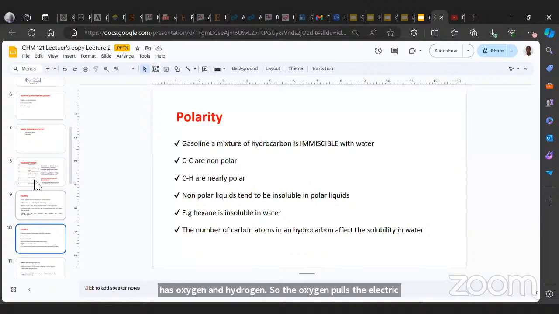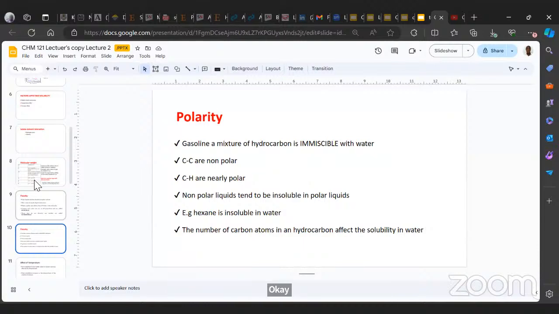So we are still on polarity. Is gasoline, a mixture of hydrocarbons, miscible with water? No, because gasoline is purely non-polar, so it will not mix with water. Compounds that are rich in carbon-carbon bonds are not polar, so most likely they will not dissolve in water. Compounds that are rich in C-H bonds are nearly non-polar. C-H bonds are slightly polar, but the polarity is small, so most times they would behave as non-polar.